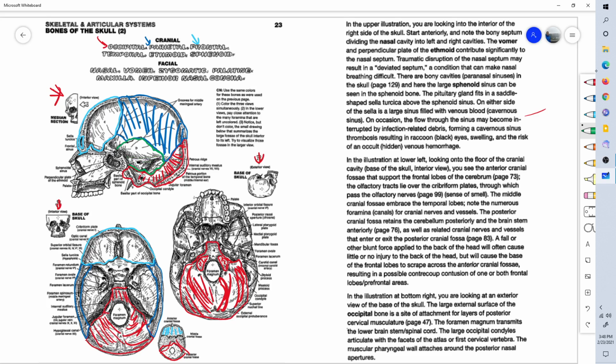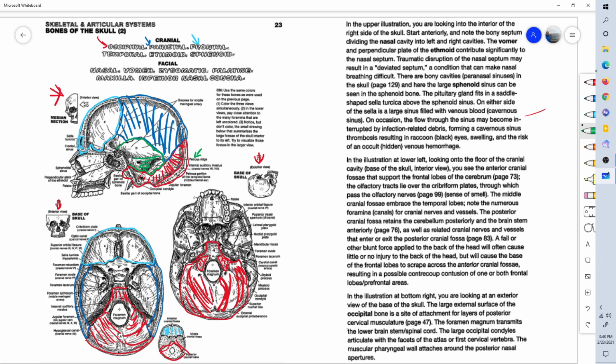This is what's called the petrous portion of the temporal bone. It's the hardest bone in the body. The petrous ridge. Petros means rock, so think of a very hard portion of the temporal bone. It's actually right here.